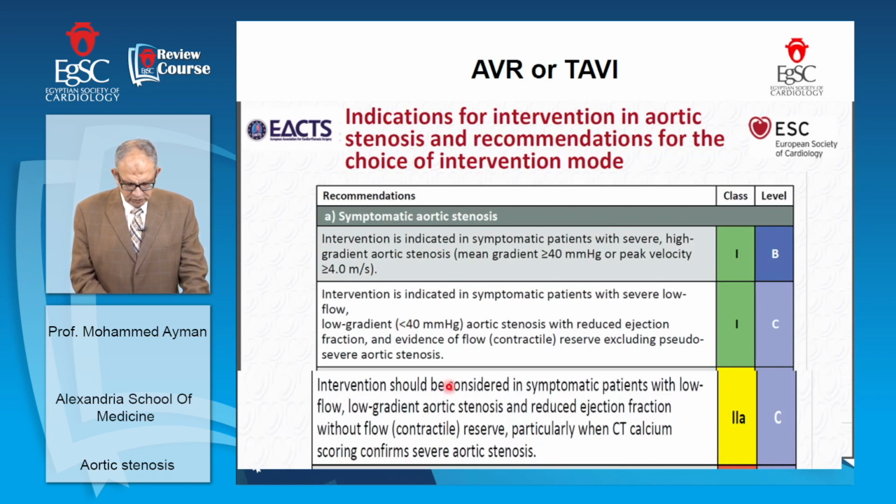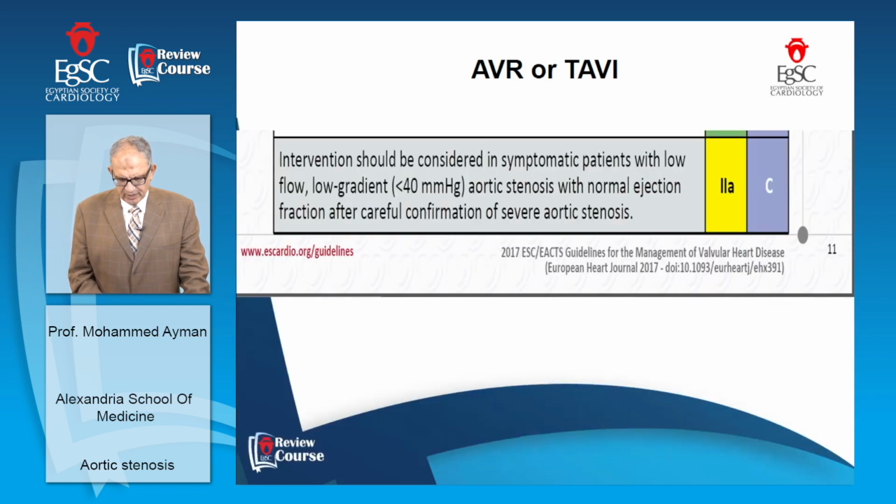Also, surgery should be applied or considered in symptomatic patients with low flow, low gradient aortic stenosis and a reduced ejection fraction without contractile reserve on dobutamine, when the CT calcium scoring confirms severe aortic valve stenosis. This is a class 2A. Also, intervention should be considered in patients with low flow, low gradient aortic stenosis with normal ejection fraction after careful confirmation of the severe aortic stenosis, and this is a class of recommendation 2A.